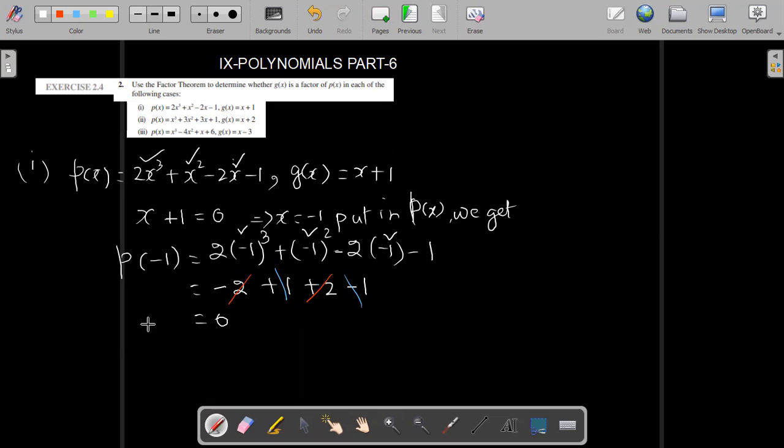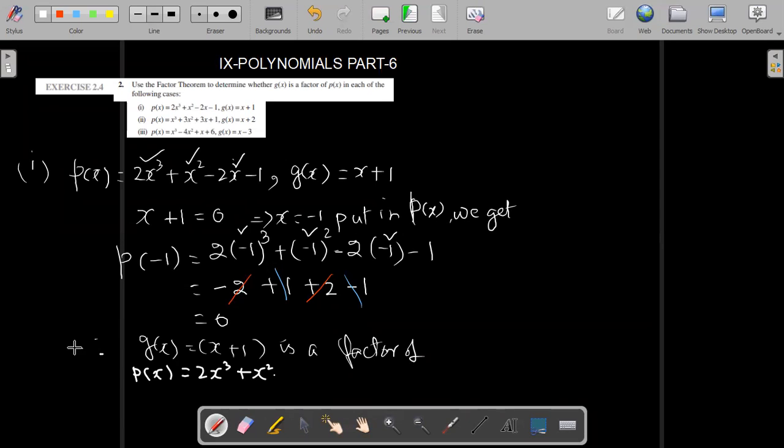When the remainder is 0, therefore we can say that g(x) equal to x plus 1 is a factor of p(x) equal to 2x cube plus x square minus 2x minus 1. Okay, like this.